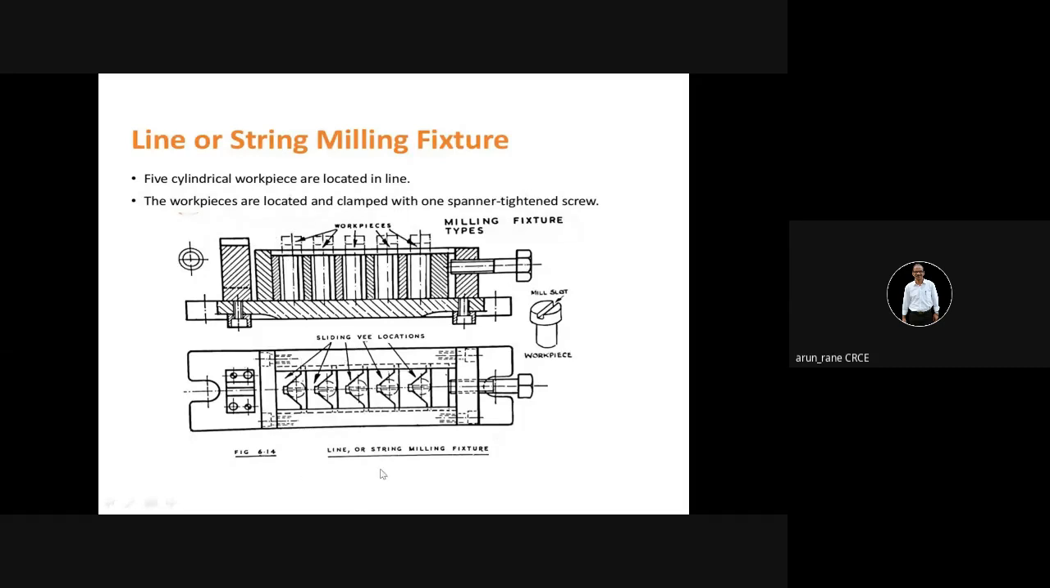Then this is a line or string milling fixture which is used to locate and clamp multiple number of workpieces. So here 5 workpieces have been located, cylindrical workpieces in the V block. 1, 2, 3, 4 and 5. Okay. And this V can slide. V blocks can slide.